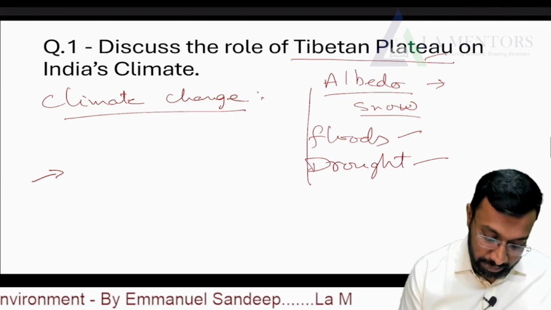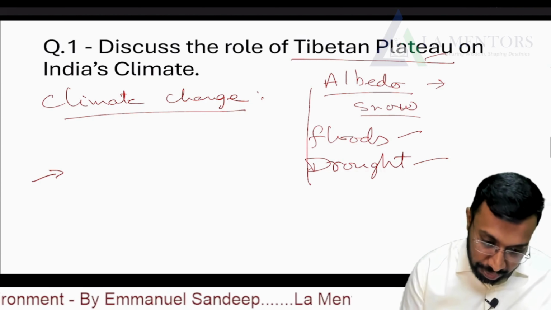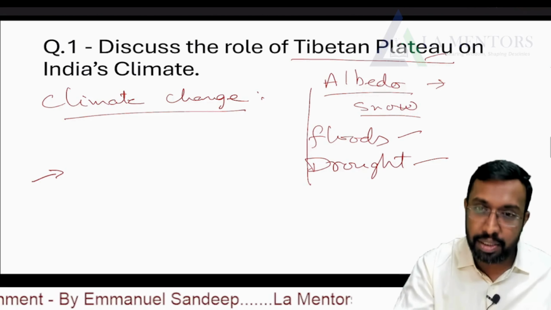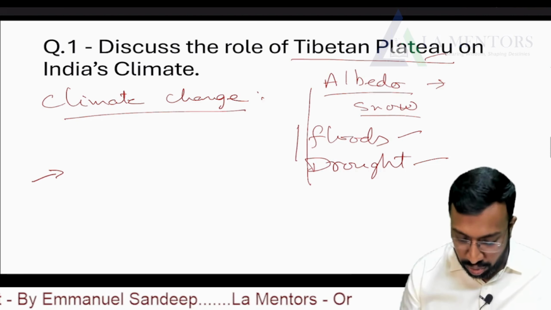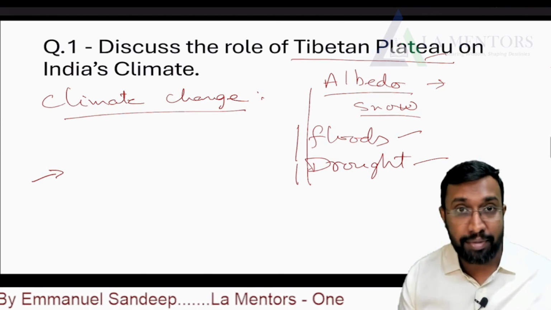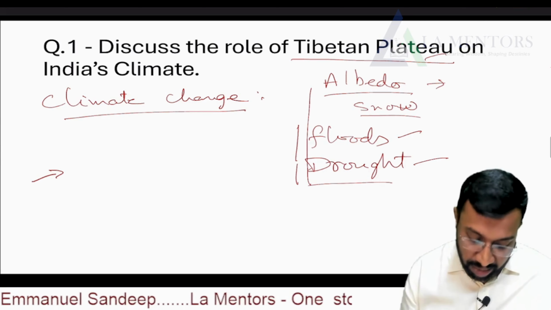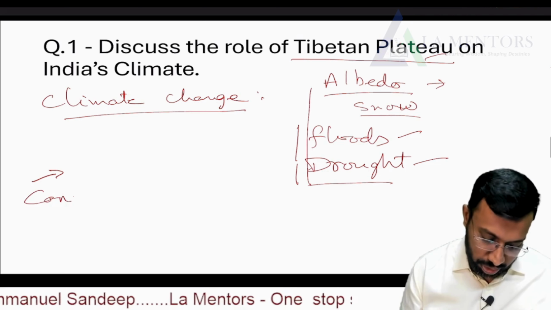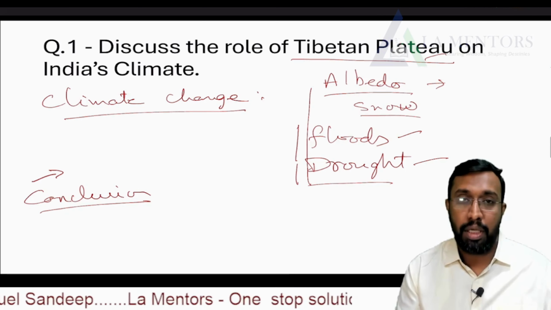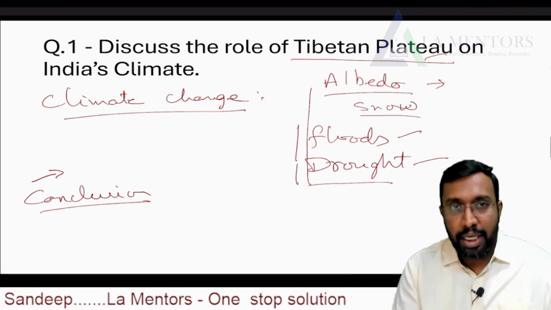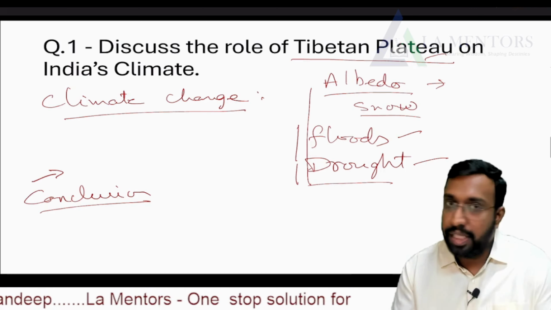Now moving further, you spoke about the kind of influence, you spoke about the kind of impact. The impact is floods, droughts, extreme events like heat waves. These are all your impacts. Now moving further, conclusion. So within this conclusion, what can be your conclusion? As you said in your impacts, there are extreme events, there are heat waves and all.